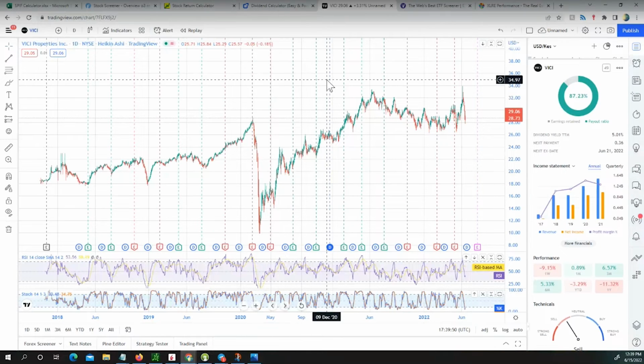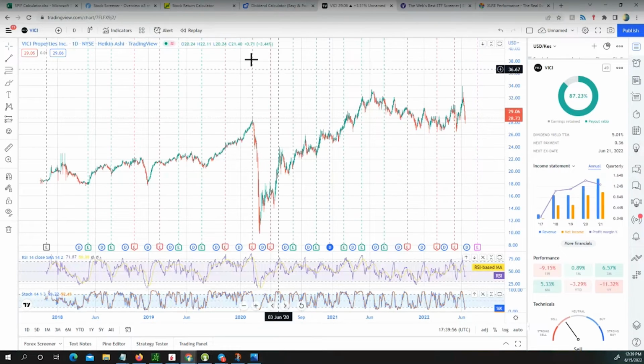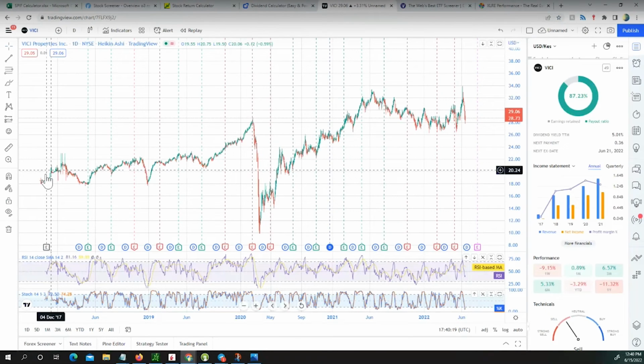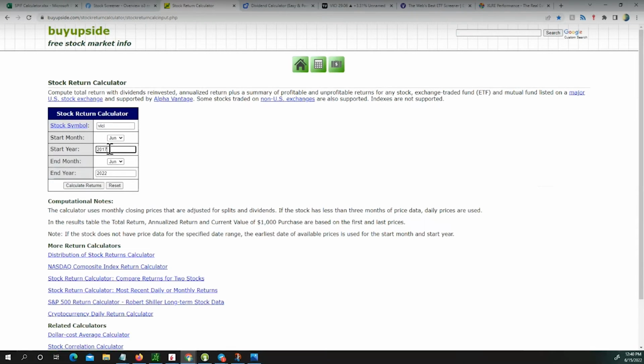And now we want to know, if you invested in this REIT, how much should you be expecting in terms of returns? So let's go to our stock return calculator, and we put VICI there. Then we want to invest in this REIT from, let's say, January of 2018 to June, which is now, and see what happens.